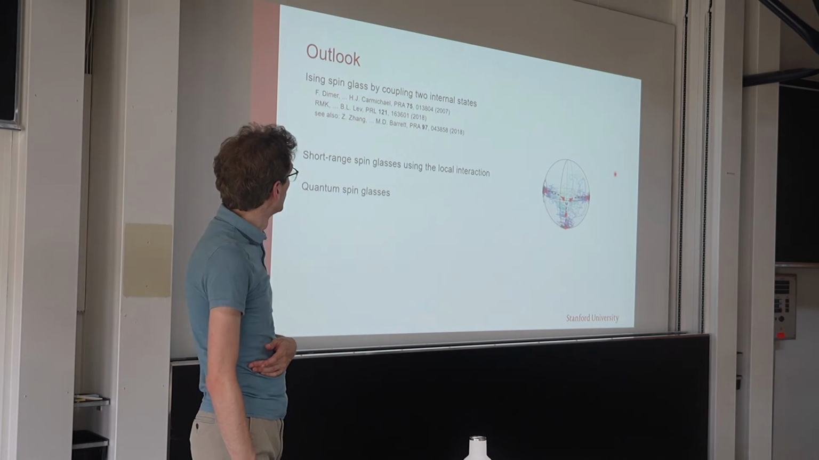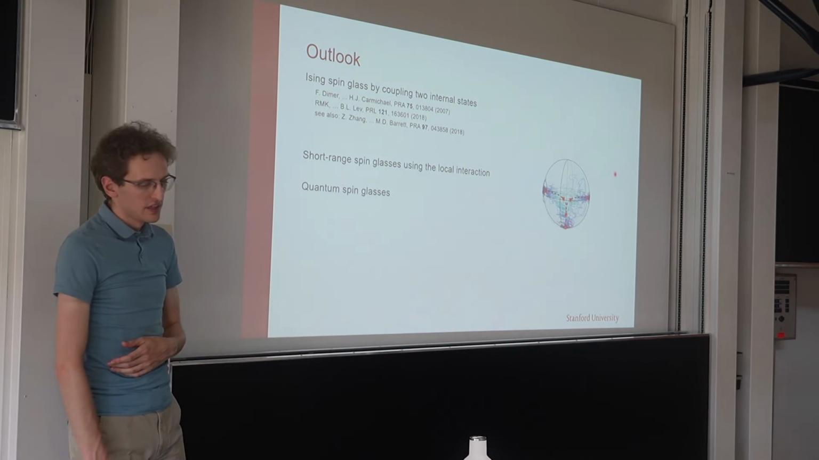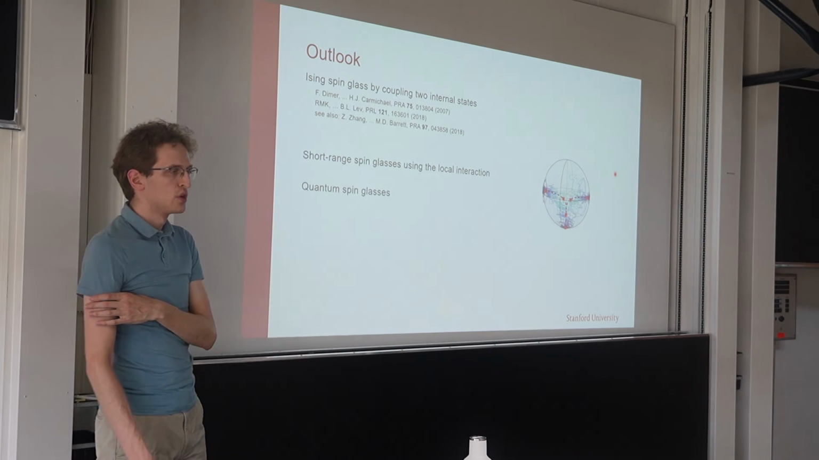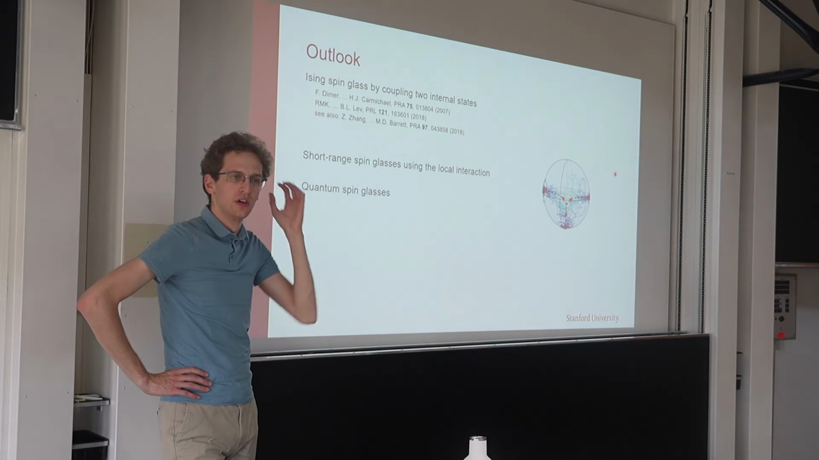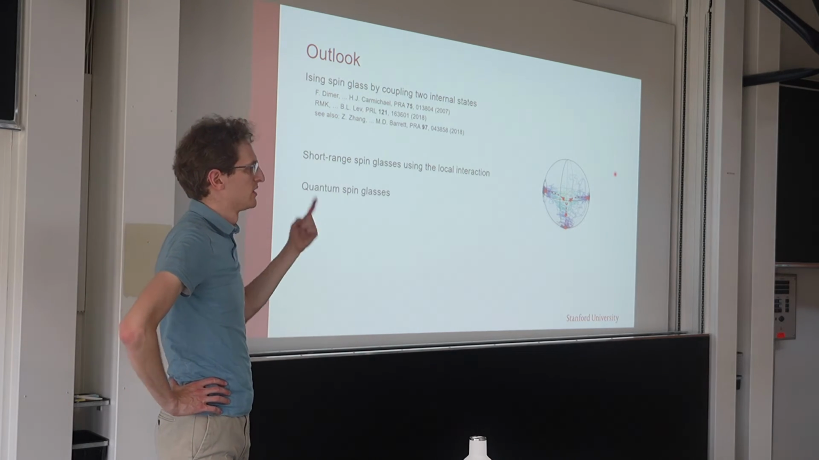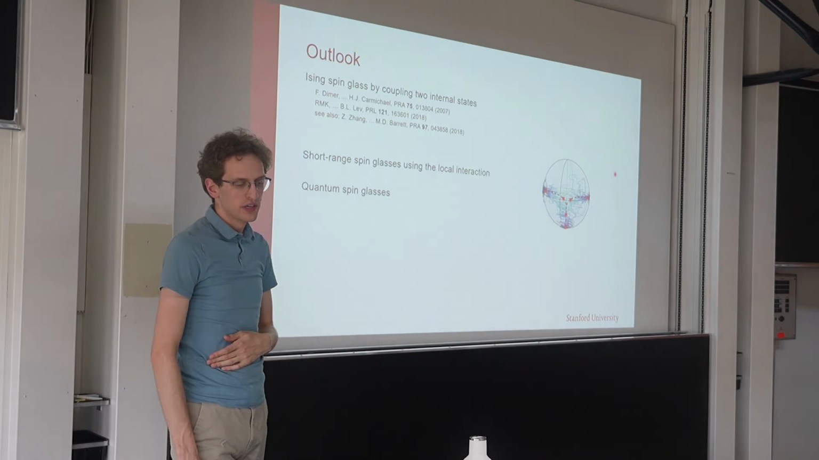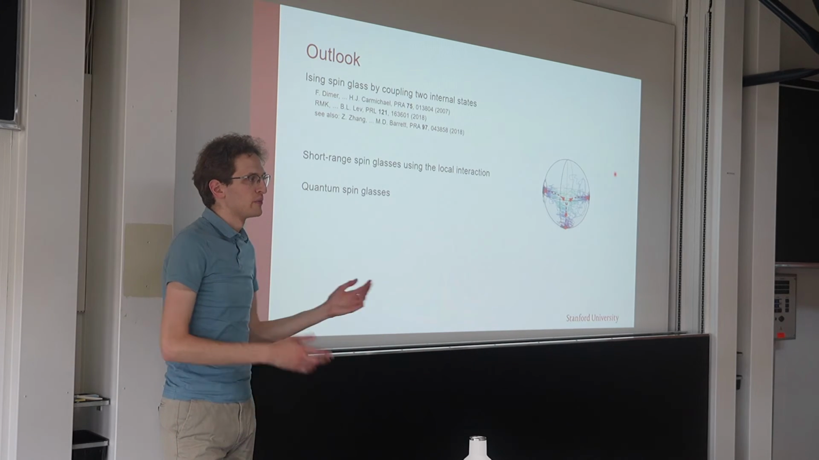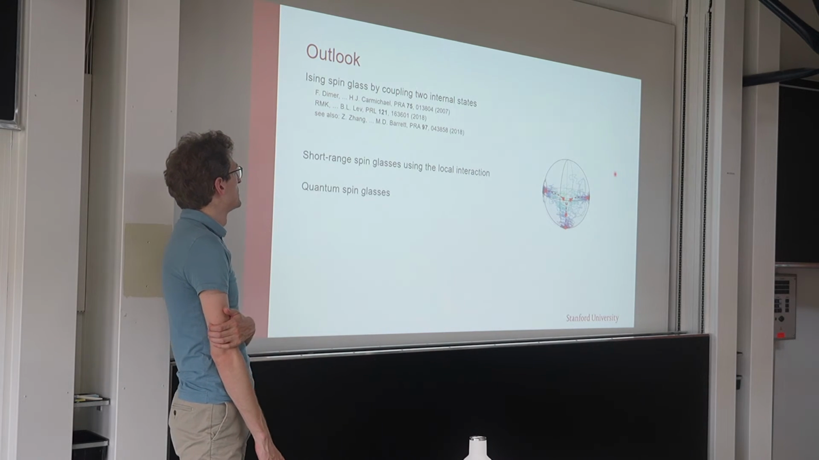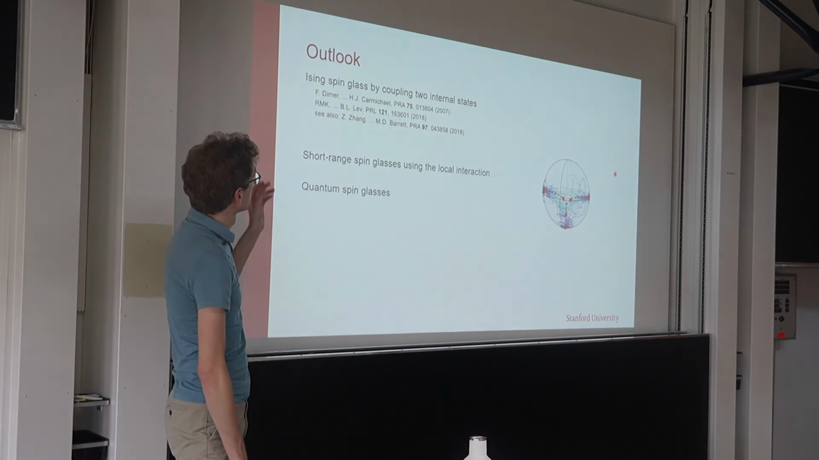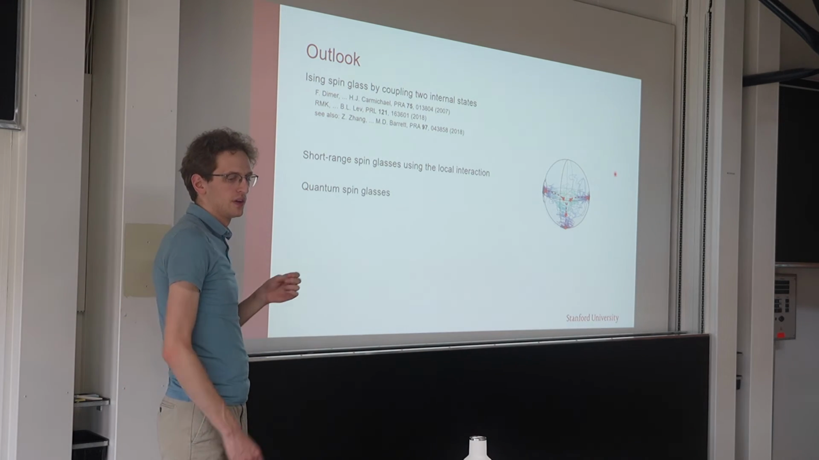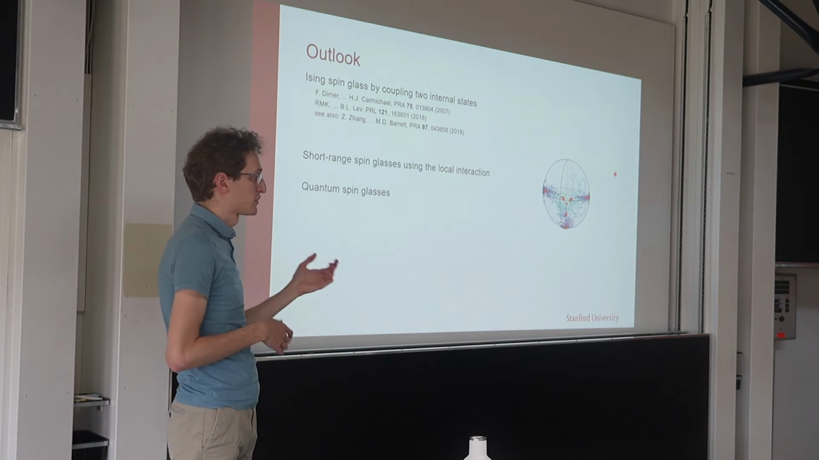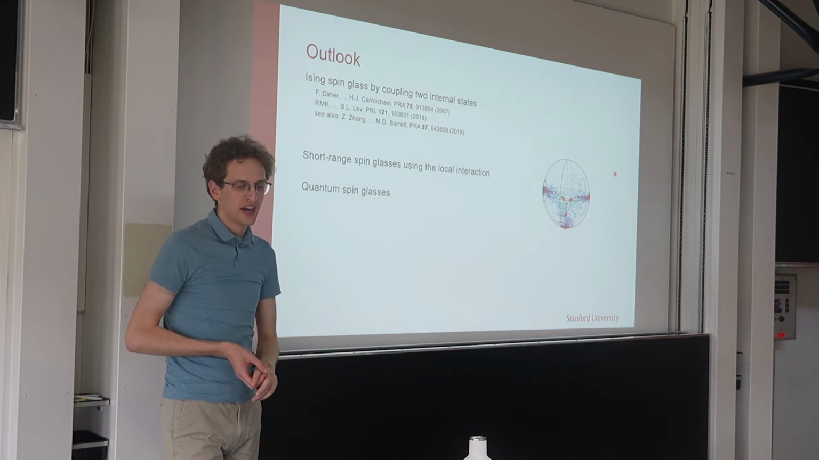So, a bit more official of an outlook. One of the things that would be interesting is to go back to Ising spin glasses. Most of the work we did was about vector spin glasses with this kind of weird pseudo XY spin. In principle, you can also make this happen with Ising spin glasses. We did some work, as well as other people, by using 2 internal states to couple in the rubidium, where you then actually have a better pseudo spin 1/2.